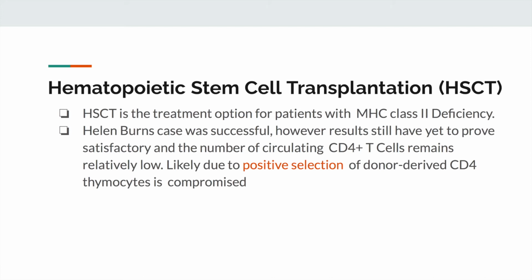One of them being that causes of MHC class 2 deficiency can range from person to person. For example, the study talked about Epstein-Barr, or EBV, virus transformed B cells isolated from class 2 deficient patients that didn't express MHC class 2 molecules.